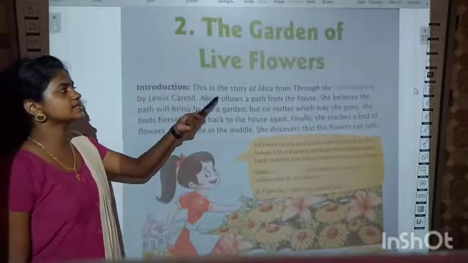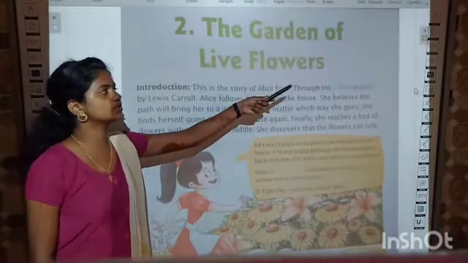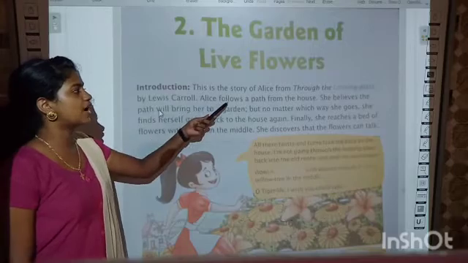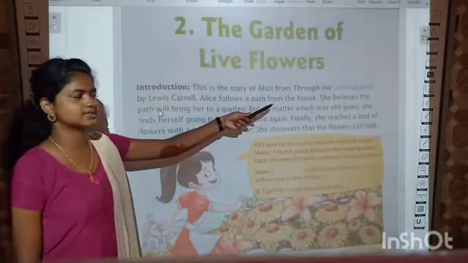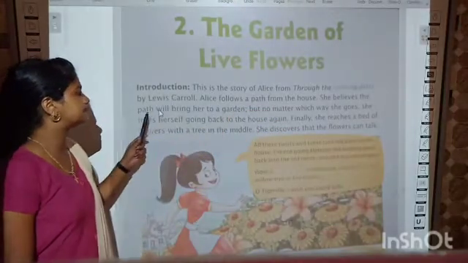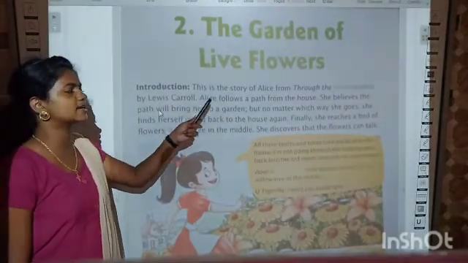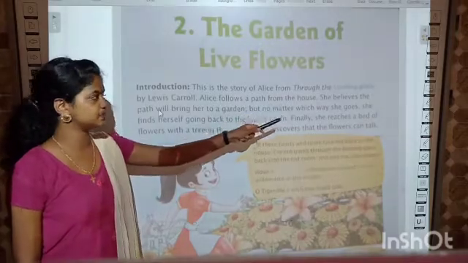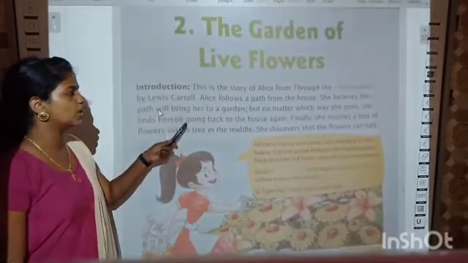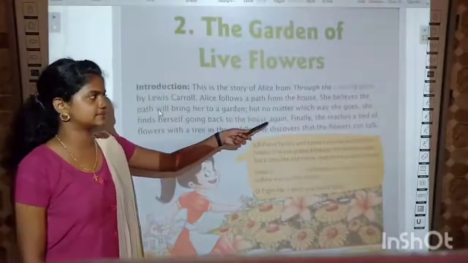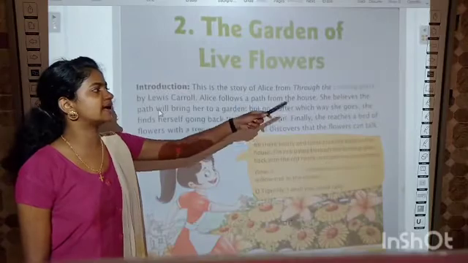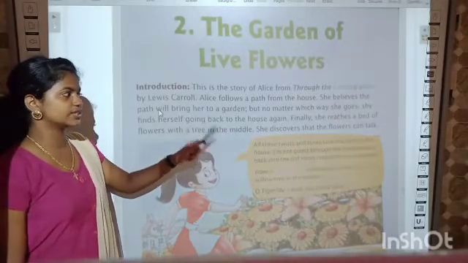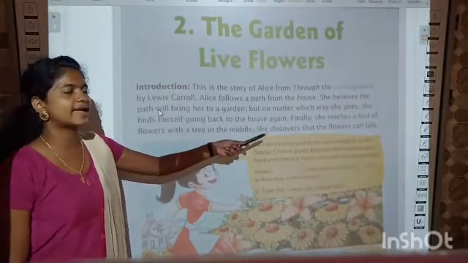Introduction. This is the story of Alice from Through the Looking Glass by Lewis Carroll. Alice follows a path from the house. She believes the path will bring her to a garden. But no matter which way she goes, she finds herself going back to the house again. Finally, she reaches a bed of flowers with a tree in the middle. She discovers that the flowers can talk.